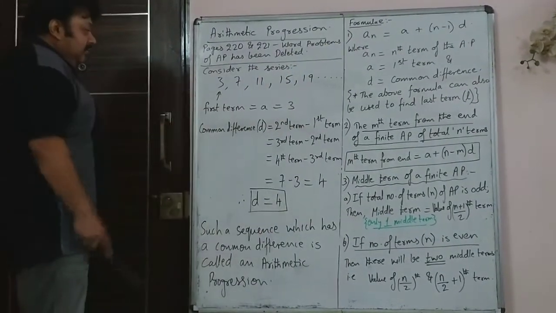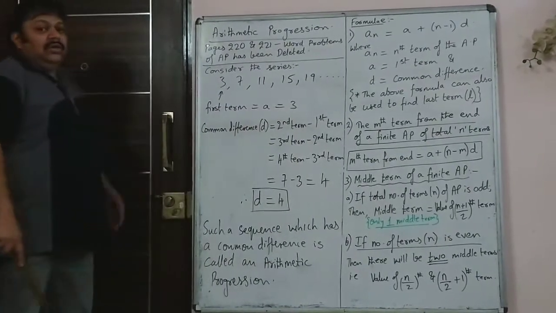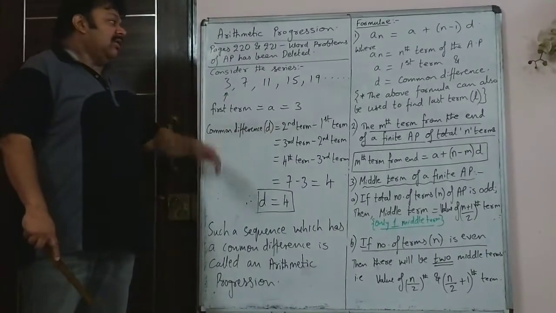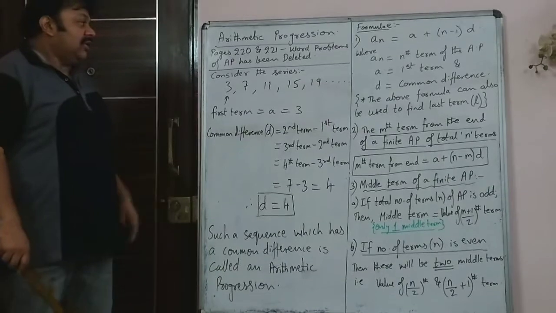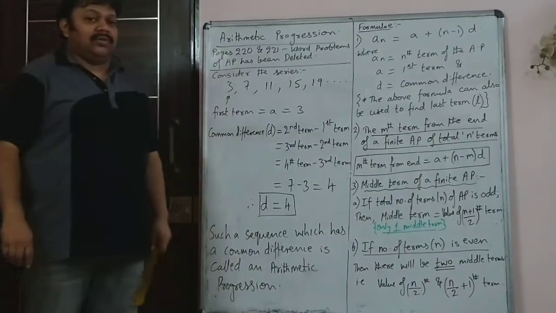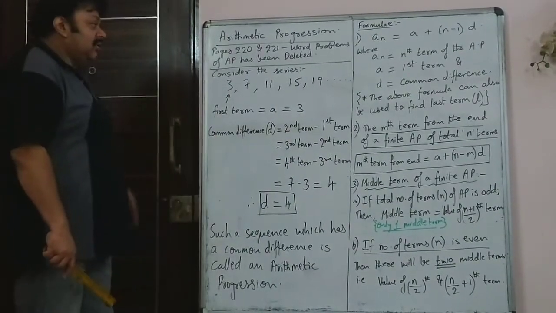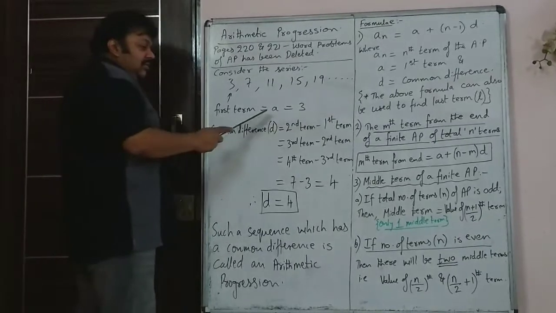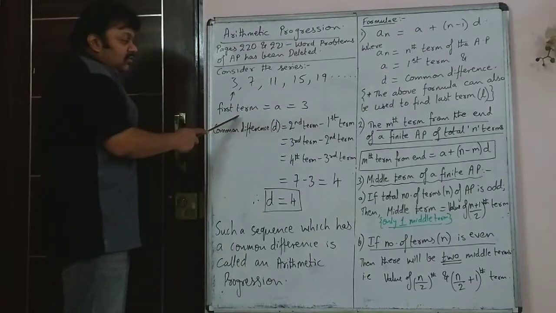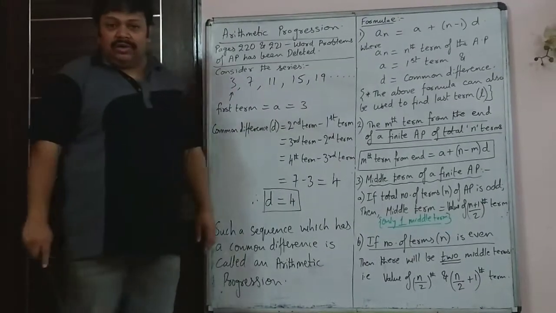So you know that. Such a series which has a common difference is known as an arithmetic progression. And in such an arithmetic progression, you can have an infinite number of terms or a finite number of terms. We will limit ourselves to a finite number of terms, no infinite series. So the first term is denoted by the alphabet A. A is used to denote the first term. So in this particular series, the first term is 3.